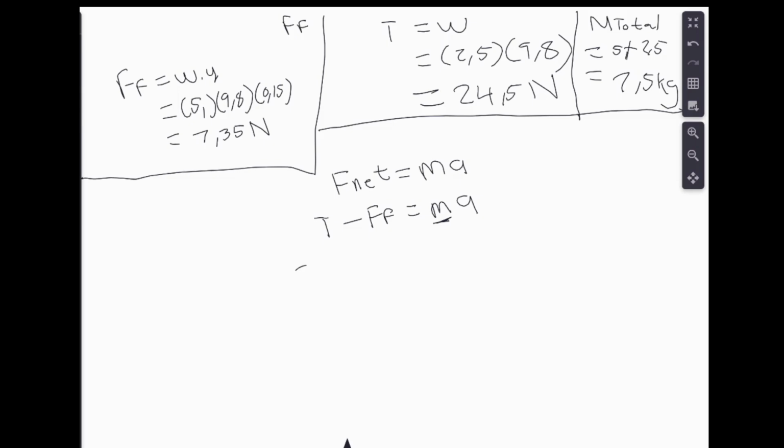So we're going to say 24.5 minus 7.35 equals 7.5 a. Then a would equal 2.29 meters per second squared. And that is how you would answer an exam question.